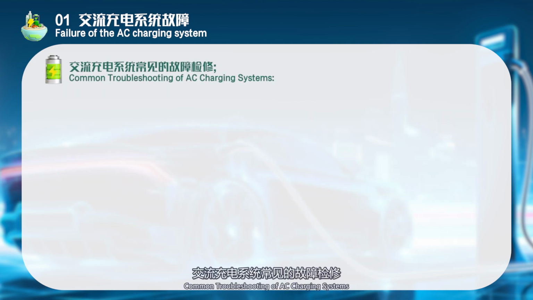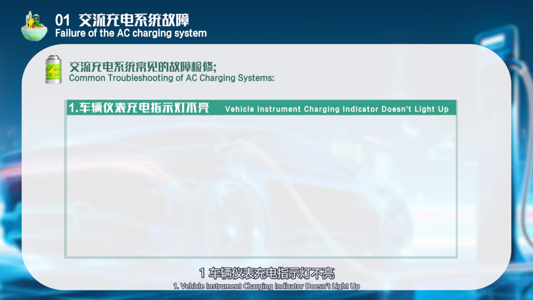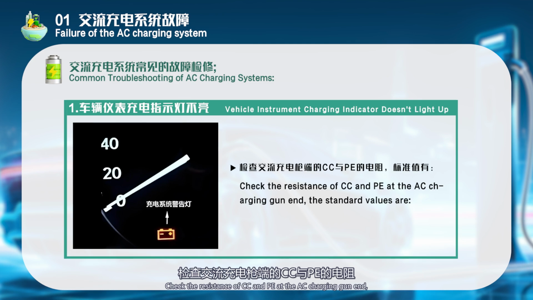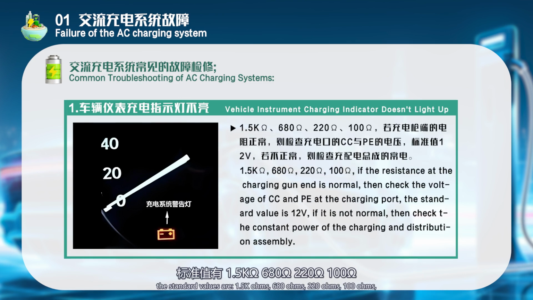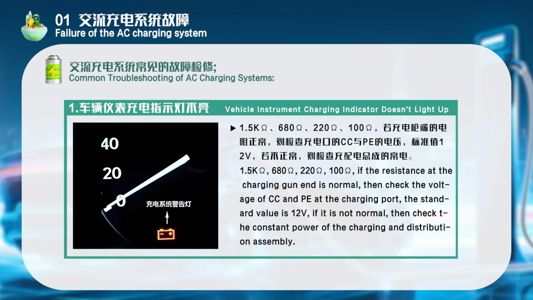Common troubleshooting of AC charging systems. 1. Vehicle instrument charging indicator doesn't light up. Check the resistance of CC and PE at the AC charging gun end. The standard values are 1500 ohms, 680 ohms, 220 ohms, 100 ohms. If the resistance at the charging gun end is normal, then check the voltage of CC and PE at the charging port. The standard value is 12 volts. If it is not normal, then check the constant power of the charging and distribution assembly.